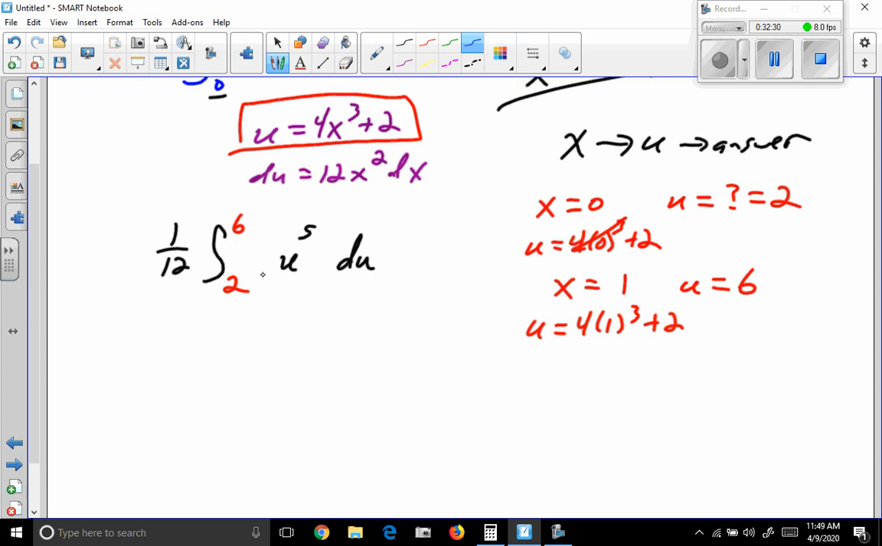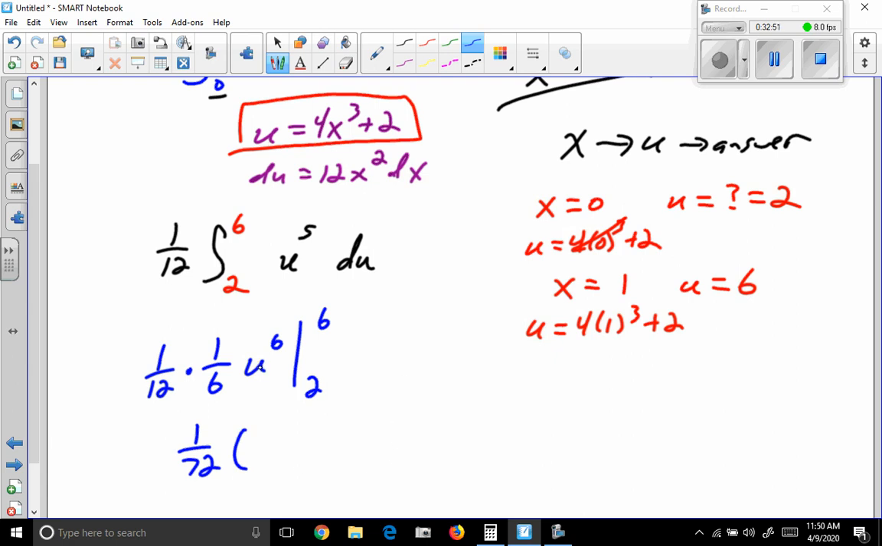So now, get the antiderivative. 1/12 times u to the 6th over 6. And instead of changing it back to x and plugging in 0 and 1, we just plug in a 2 and a 6. So we have 1 over 72.